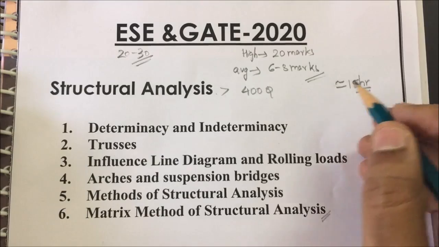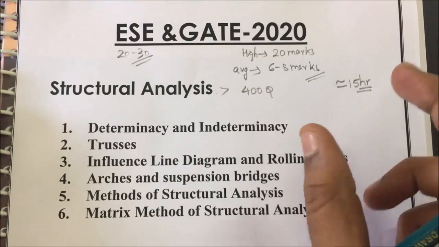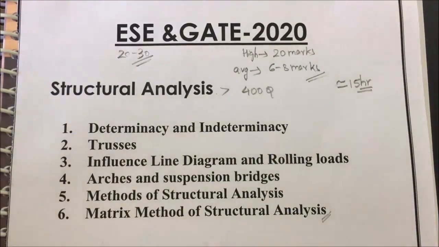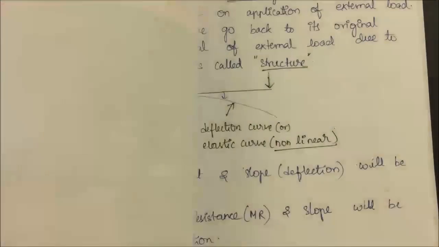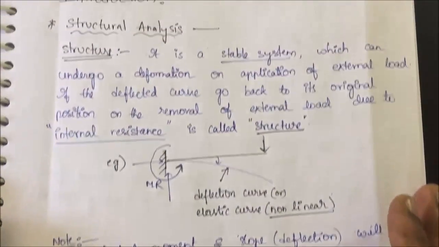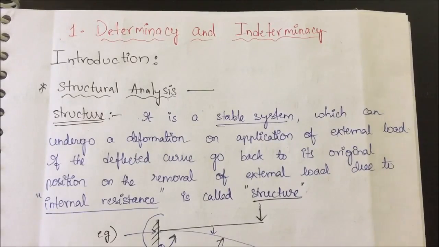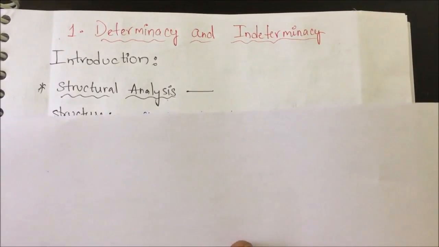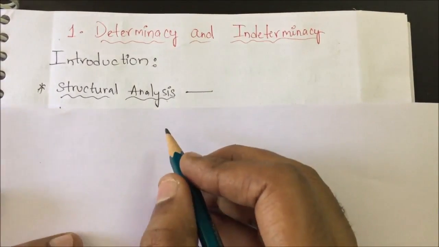That's my target. It might take a little lengthy, maybe around 16 hours, but we'll be finishing in this time itself. So now let us start from the very first chapter, which is determinacy and indeterminacy. It is a fairly simple chapter, the very first and basic chapter of structural analysis.